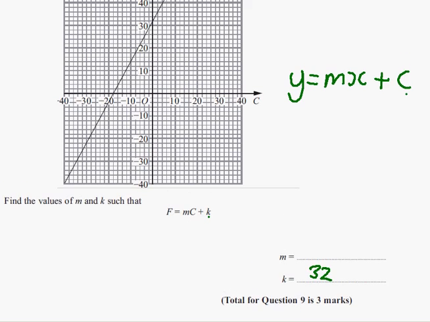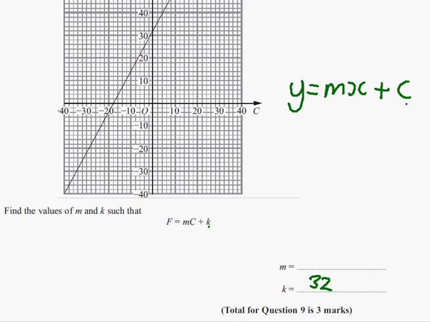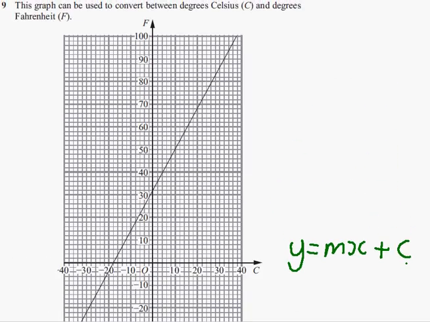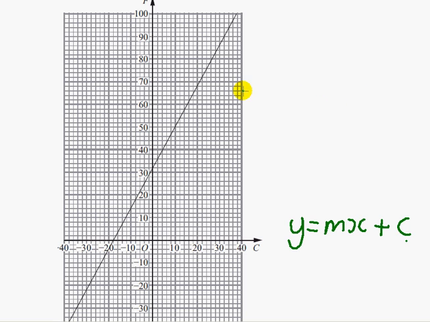Now the m is the gradient, so it's going to be slightly more tricky. You're going to have to choose 2 coordinates on that line. Try and choose ones that are full numbers and a little bit easy. It just makes life a little bit easier. So the first one I'm going to choose is 0. Remember, it's x value first and then the y value. So 0, 32. I like that one.